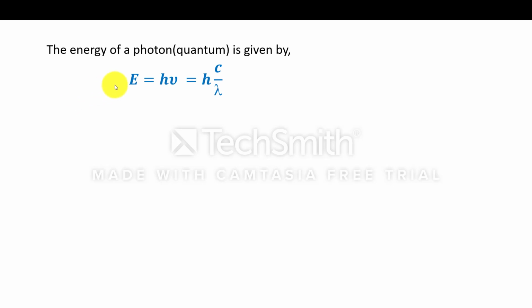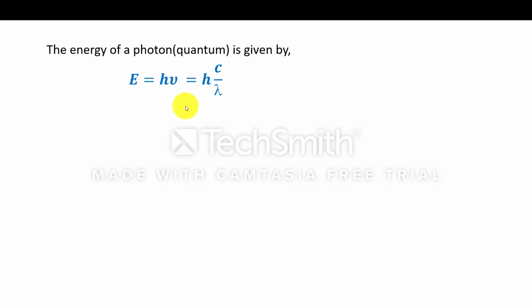We know that energy of a photon is given by E is equal to h nu, where h is Planck's constant, nu is frequency of radiation. Also it can be written as h into c by lambda, where nu is equal to c by lambda. This is the energy of a single photon.